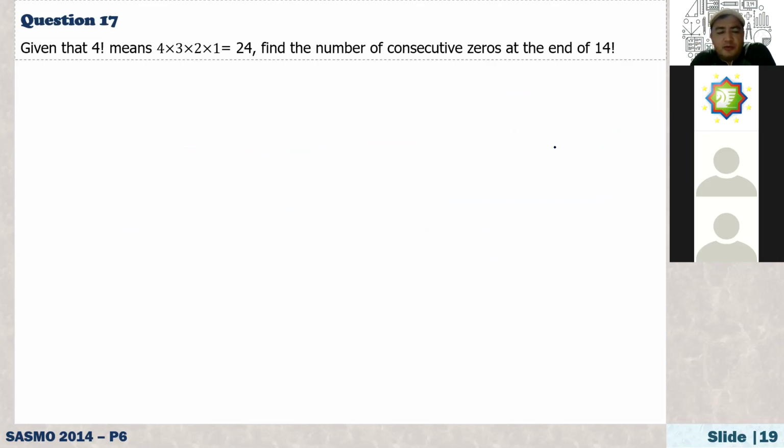Yes, any idea? What do you think? How do we solve this question? We wrote 1 times 2 times 3 times 4 and so on up to 14, and 2 times 5 is 10, so it's a 0. 10 is also a 0.